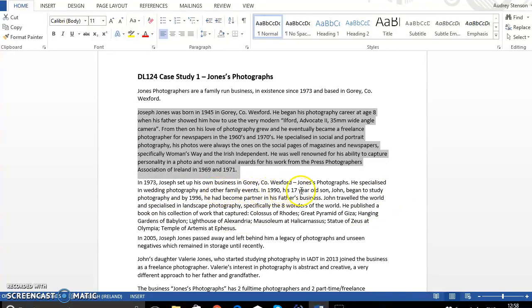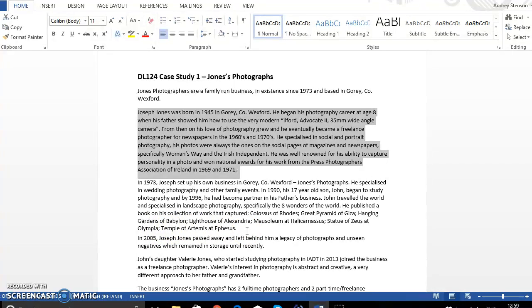In 1990, his 17-year-old son John began to study photography, and by 1996, he'd become partner in his father's business. John travelled the world and specialised in landscape photography, specifically the 8 Wonders of the World. He published a book in his collection of work that captured Colossus of Rhodes, Great Pyramid of Giza, Hanging Gardens of Babylon, Lighthouse of Alexandria, Mausoleum of Halicarnassus, Statue of Zeus at Olympia, Temple of Artemis at Ephesus.